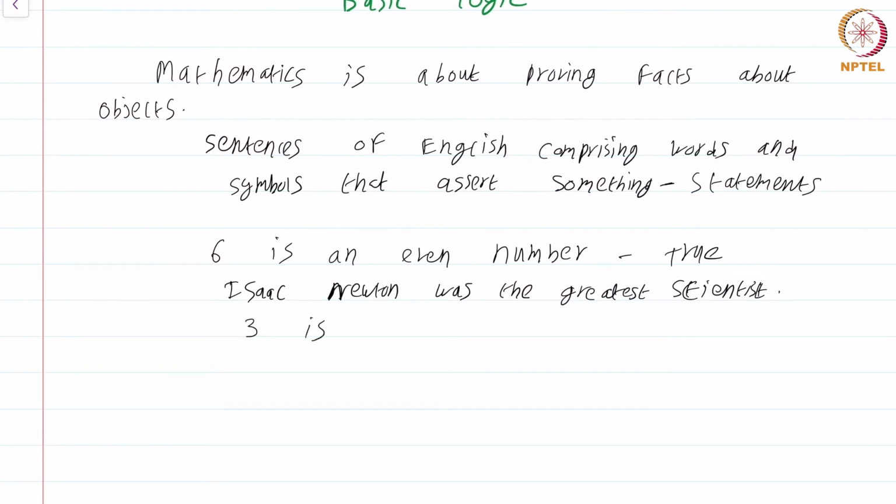But this is a false statement. 3 is the first prime number. This is a false statement. So to determine the truth or falsity of a statement, we need to first develop a language for defining the objects, then develop a language for manipulating these objects and proving stuff.